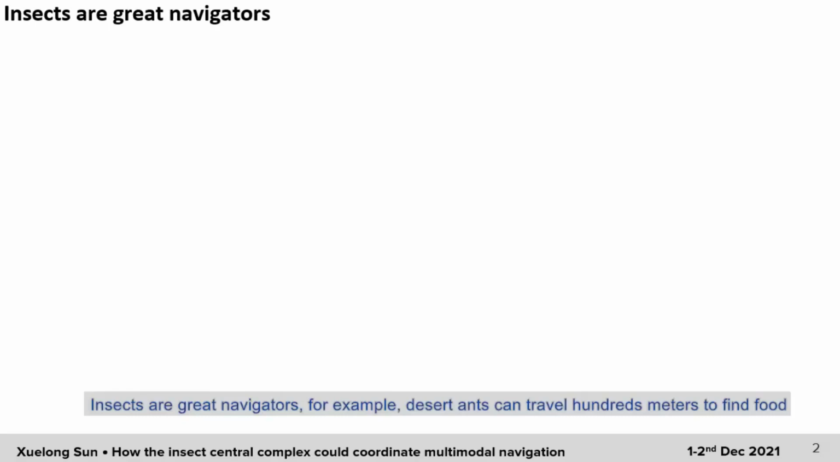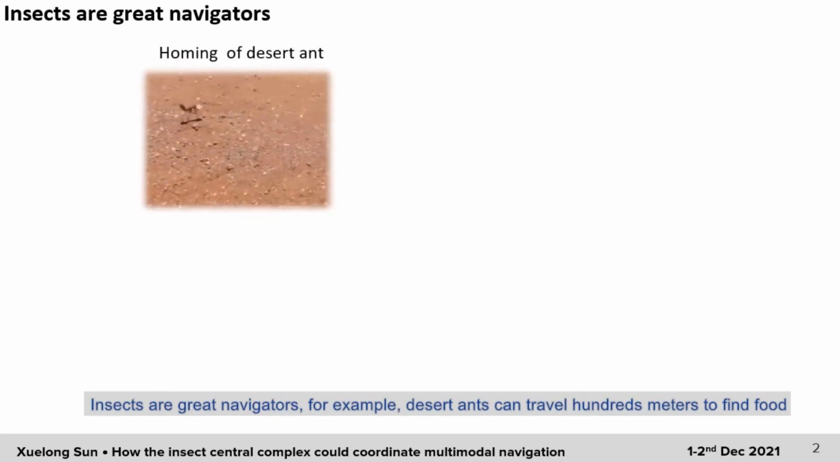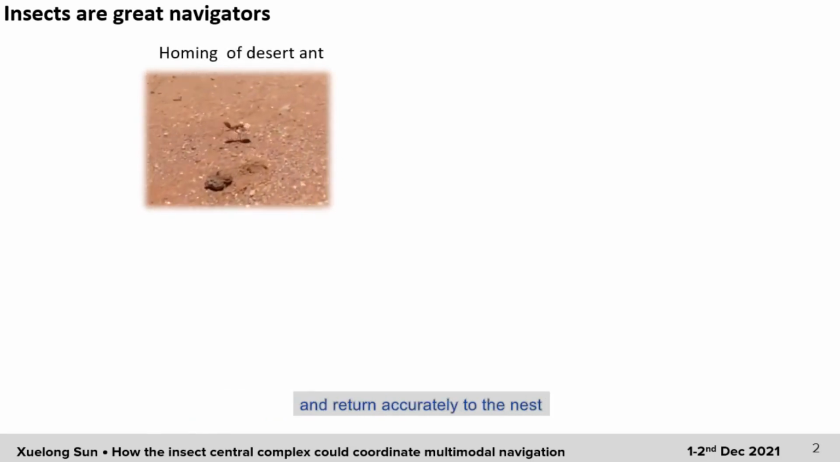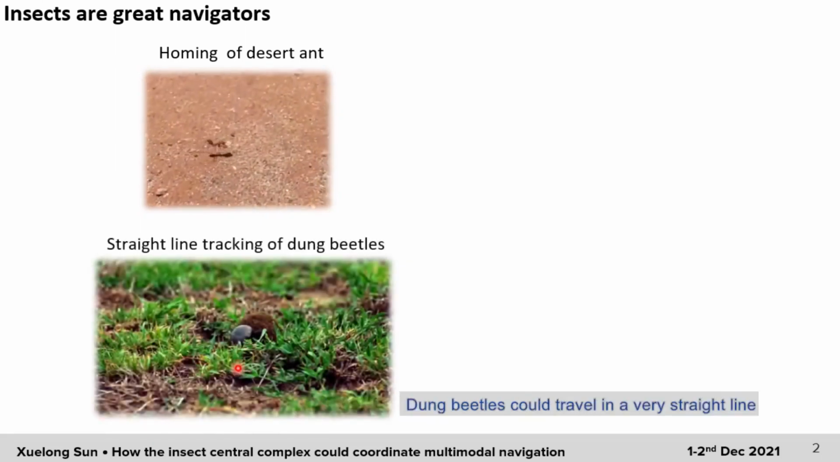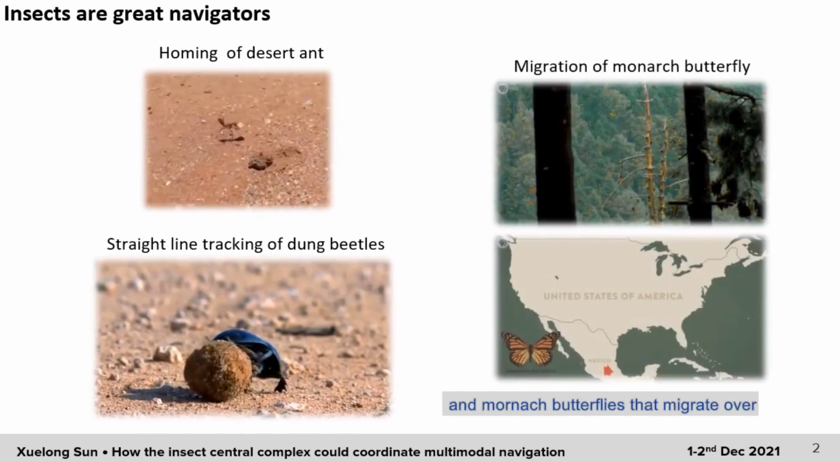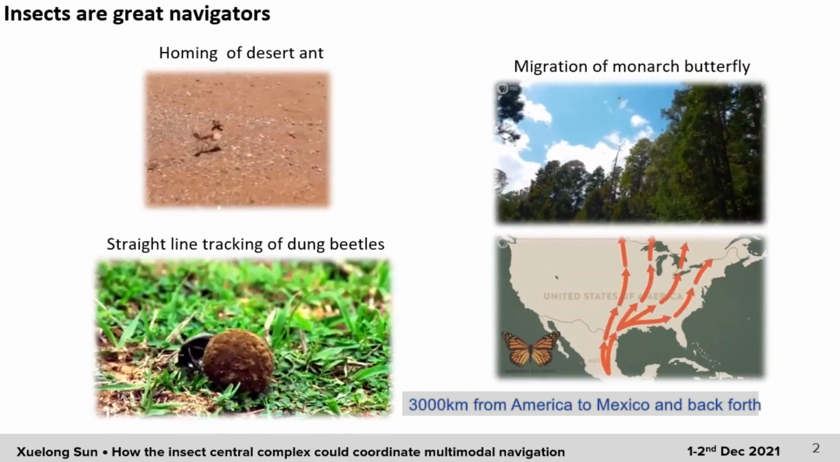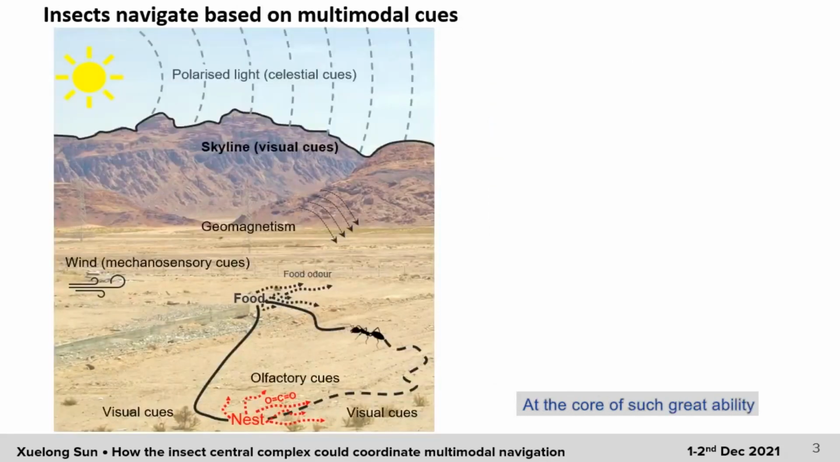Insects are great navigators. For example, desert ants can travel hundreds of meters to find food and return accurately to the nest. Dung beetles can travel in a very straight line, and monarch butterflies migrate over 3,000 kilometers from America to Mexico and back. At the core of such great ability lies the use of different cues available in their living environments, for example, visual cues and olfactory cues.